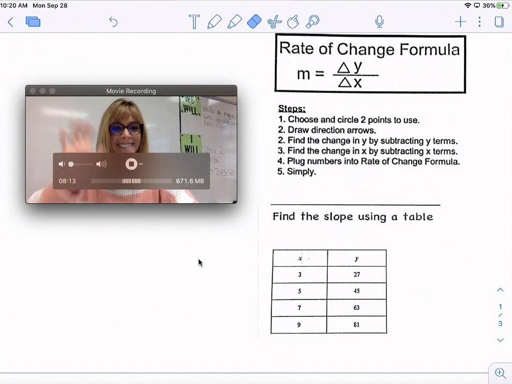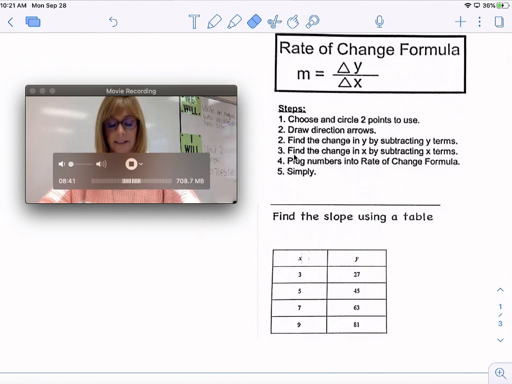Okay, good morning. Today we're going to go over slope from a table again, which we talked about yesterday as being the change in the y over the change in the x. So remember that little triangle stands for delta, which is change in y. So it's the vertical change, or another way to say it is the vertical change over the horizontal change, or the difference in the y values over the difference in the x values.